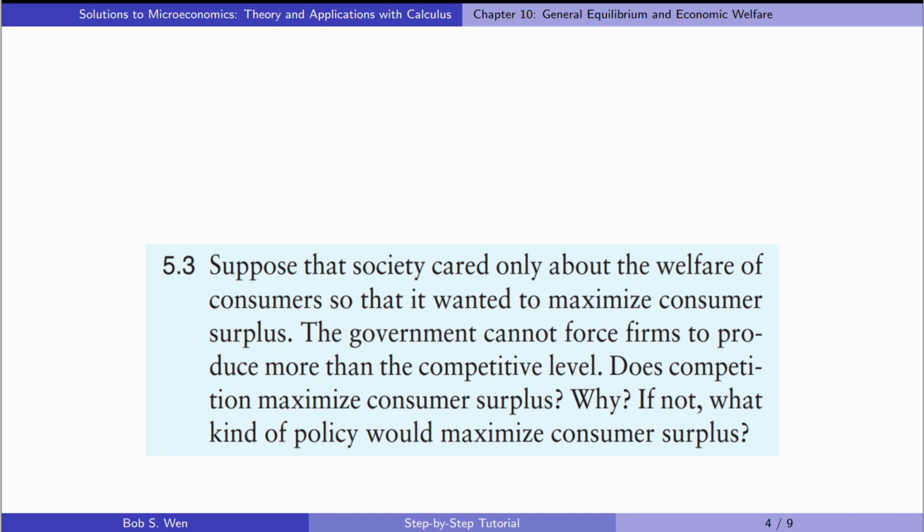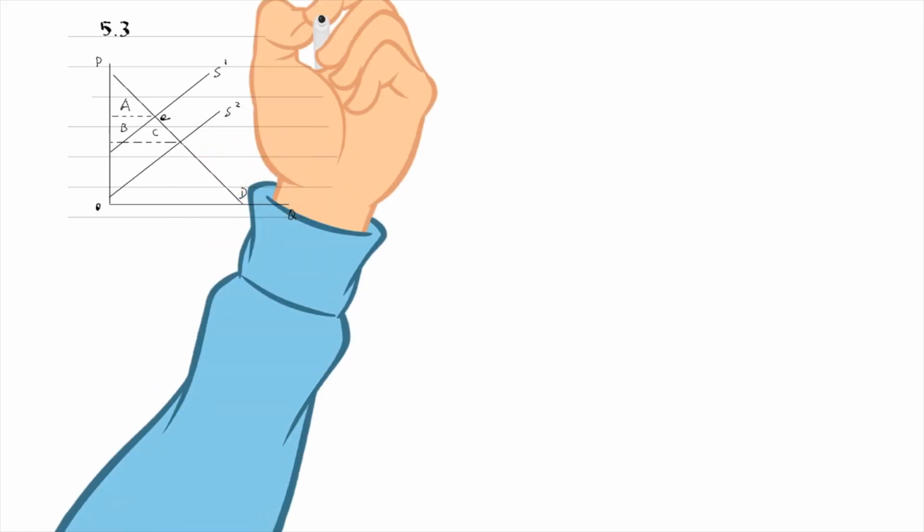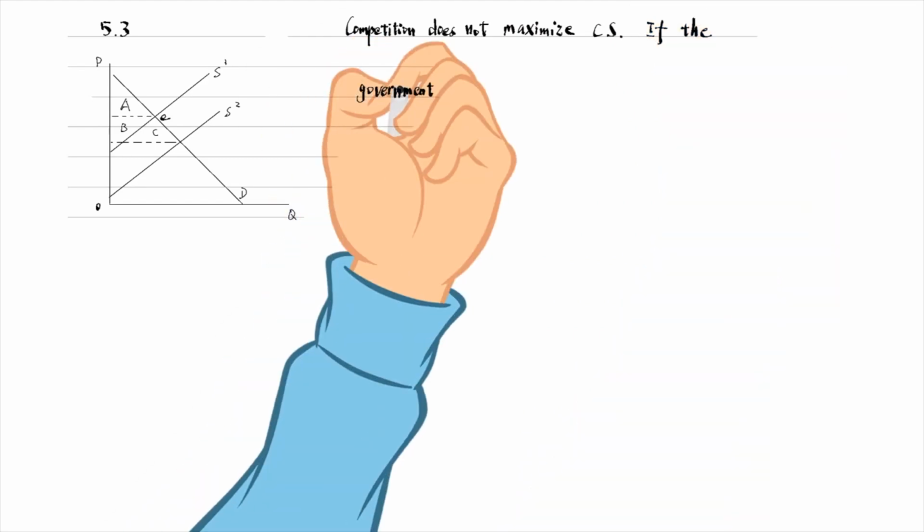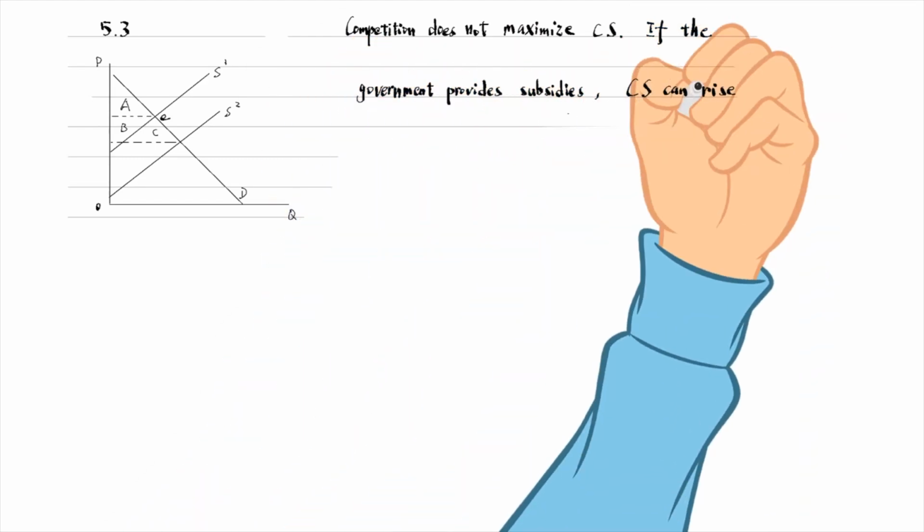Let's try exercise 5.3. Suppose that society cared only about the welfare of consumers so that it wanted to maximize consumer surplus. The government cannot force firms to produce more than the competitive level. Does competition maximize consumer surplus? Why? If not, what kind of policy would maximize consumer surplus? Competition does not maximize consumer surplus. If the government provides subsidies, consumer surplus can increase.